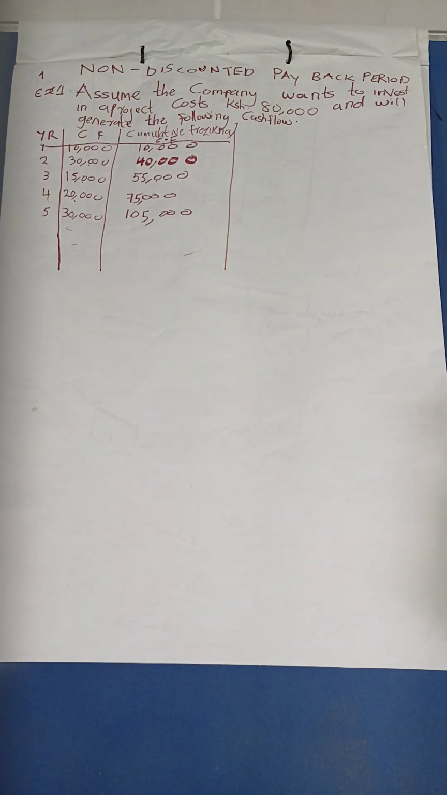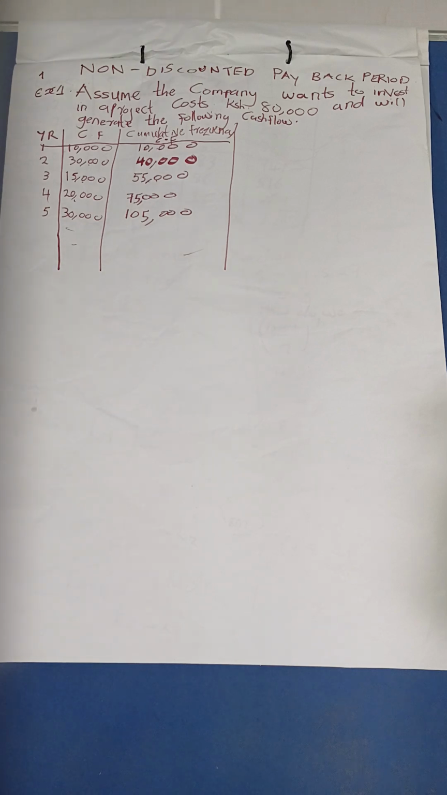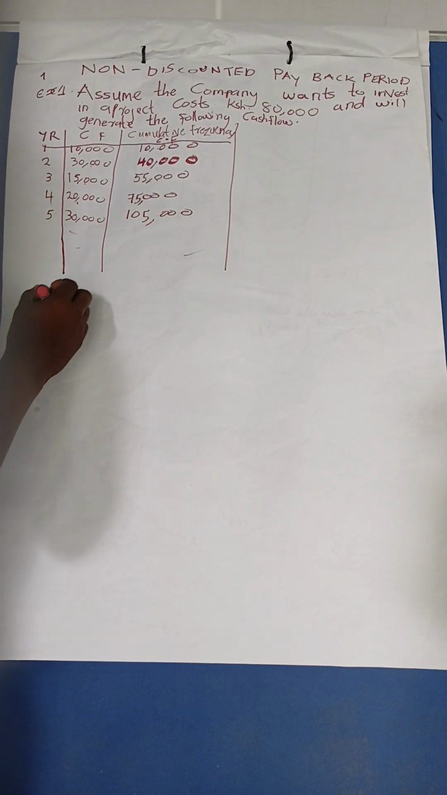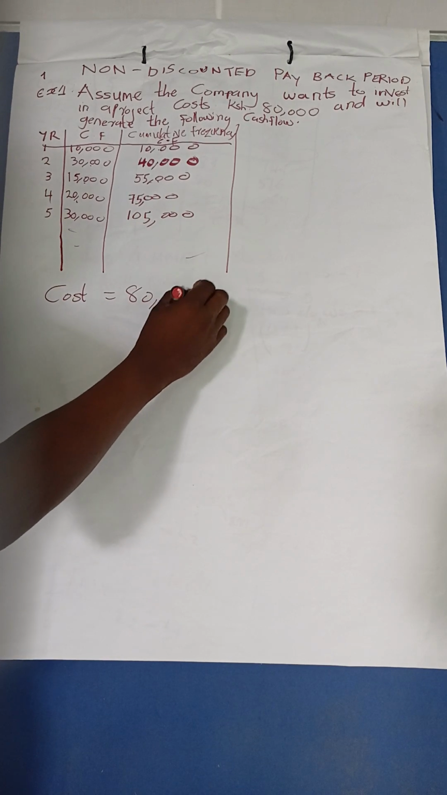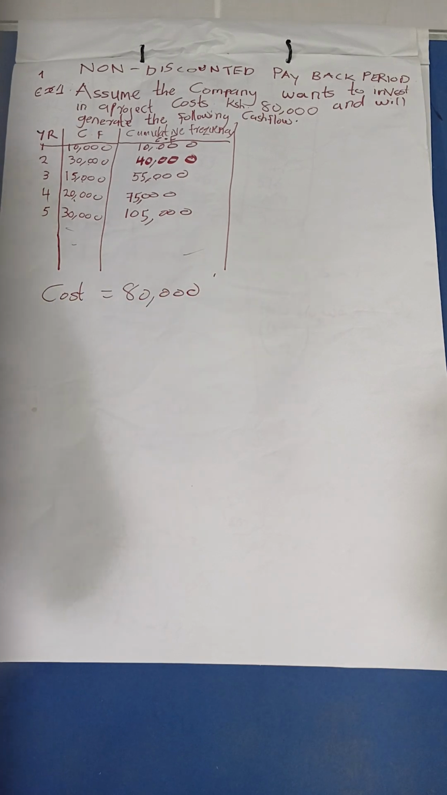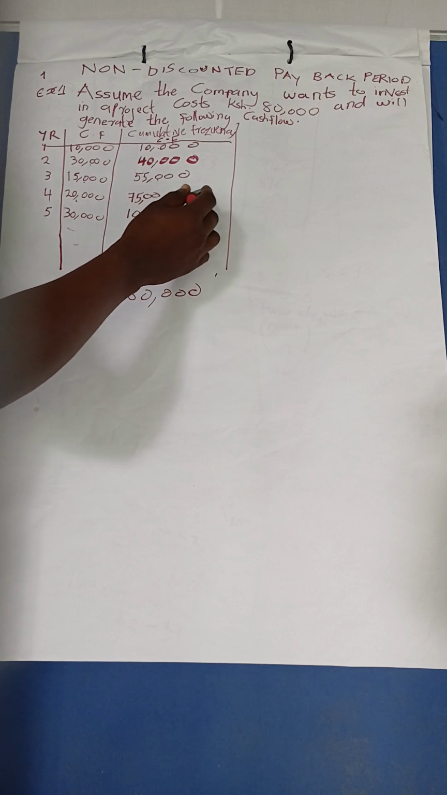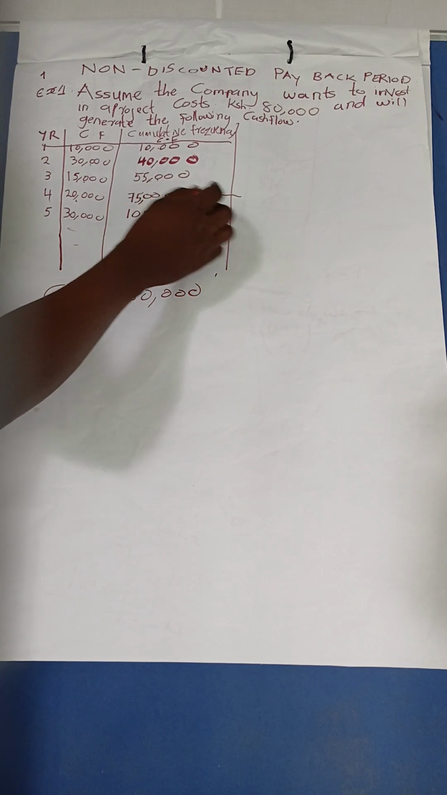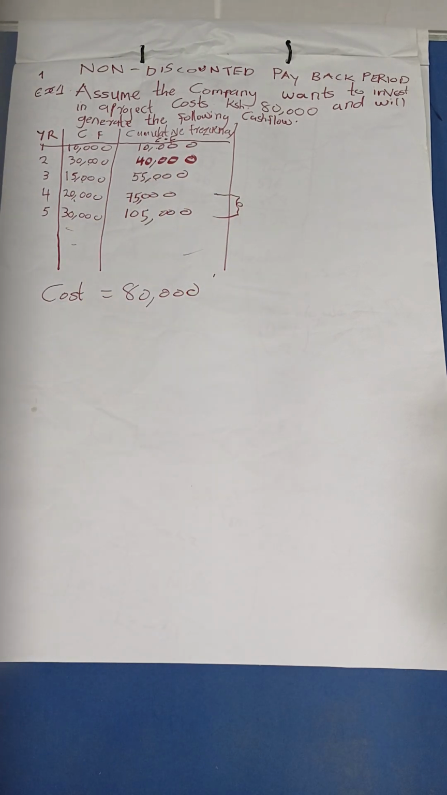Now, what will happen next? Remember, the cost of the project is 80,000 Kenyan shillings. Using that 80,000, go into your cumulative frequency and identify in which year you are going to recover this. I can see I will recover this in the 4th year, which is 75,000, and in the 5th year. That is where I will recover my 80,000.